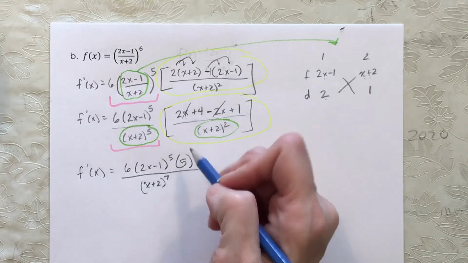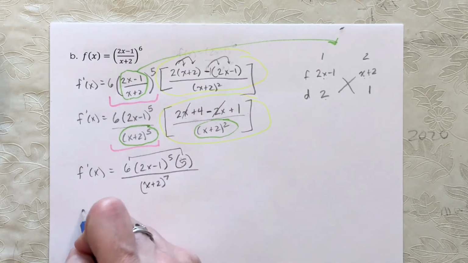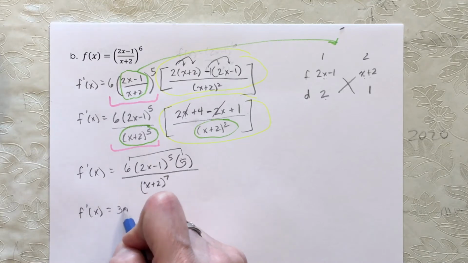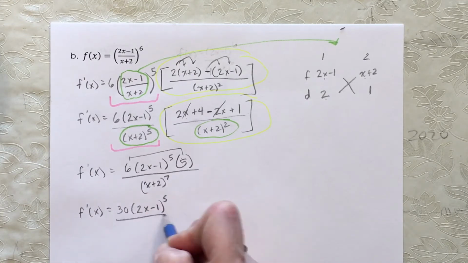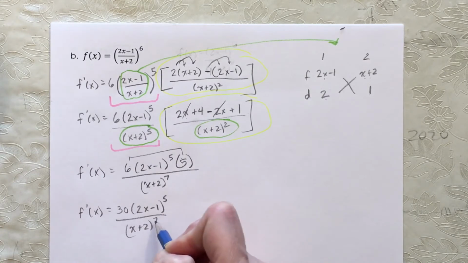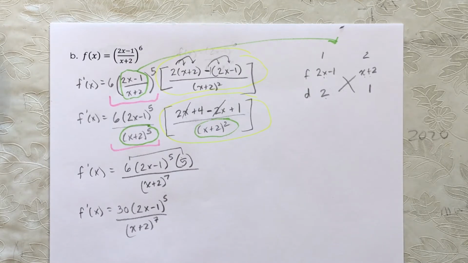And I'm almost done. It's just that the 6 and the 5 are both monomial terms, so they can be multiplied together. So I have 30 times (2x minus 1) to the 5th all over (x plus 2) to the 7th. And there it is in simplified factored form. Okay, next one.